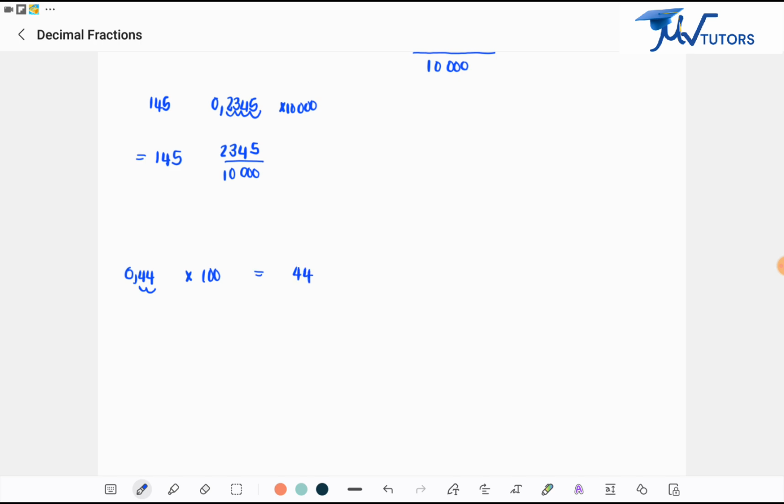But when we write it as a fraction, we're basically going to say 0.44 is equivalent to 44 over 100. Okay, let's do another example.